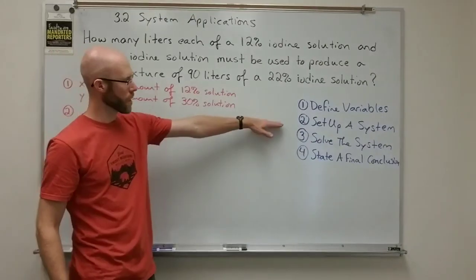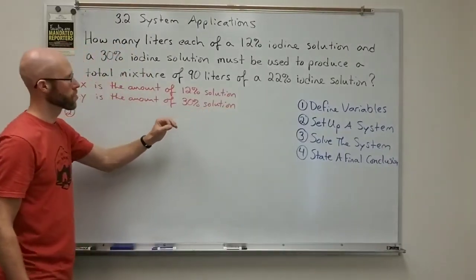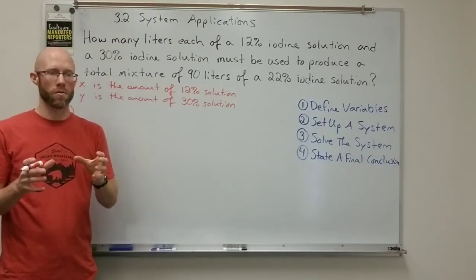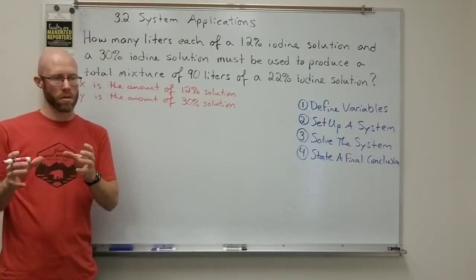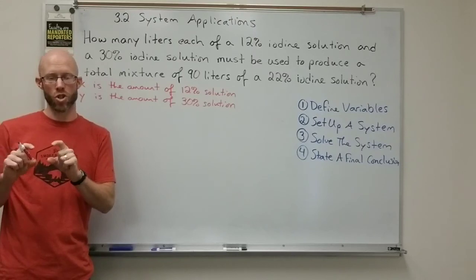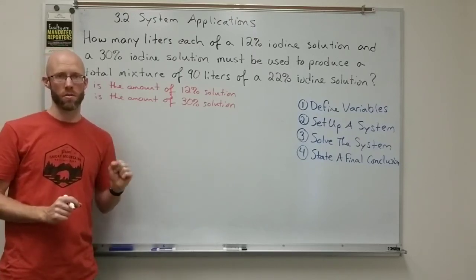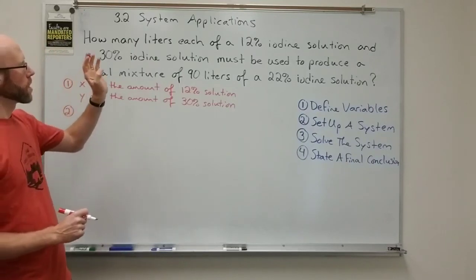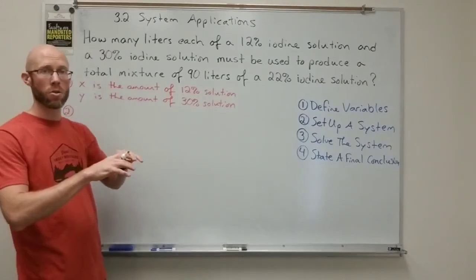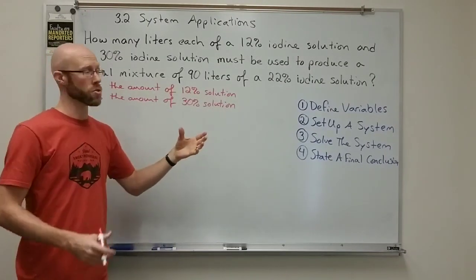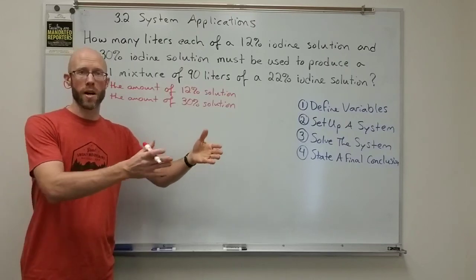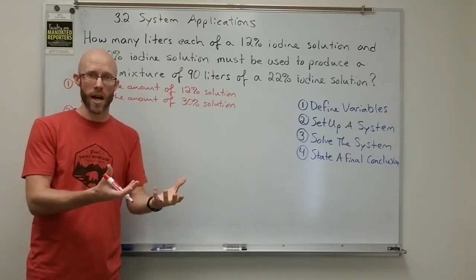The system that we're going to set up is going to incorporate two things. One is the total amount of the solutions that are being mixed. And the other equation is going to involve the amount of iodine in those solutions. Okay, so let's think about it for a moment. The two amounts here, when they're mixed together, need to total the final total for the end solution, which is 90 liters. So the first equation should be pretty simple. It's just X plus Y is 90. When you take the two amounts, add them together, you get 90 total.